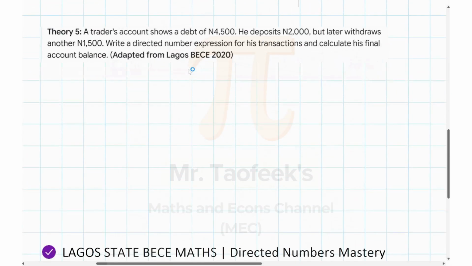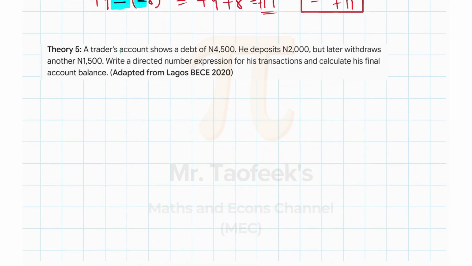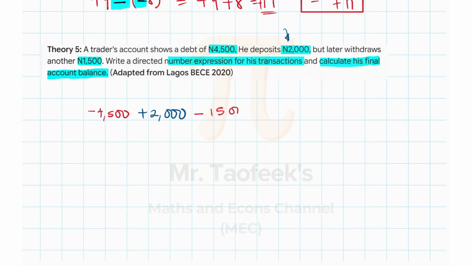And the last question for this is, a trader's account shows a debt of 4,500 naira. He deposits 2,000 naira, but later withdraws 1,500 naira. Write a directed number expression for his transactions and calculate the final account balance. So the first thing is the money in the account, which is a debt of 4,500. So we know that's going to mean a negative amount, -4,500. Then he deposits 2,000. 2,000 came into the account, and then he withdraws another 1,500, so negative 1,500, right?